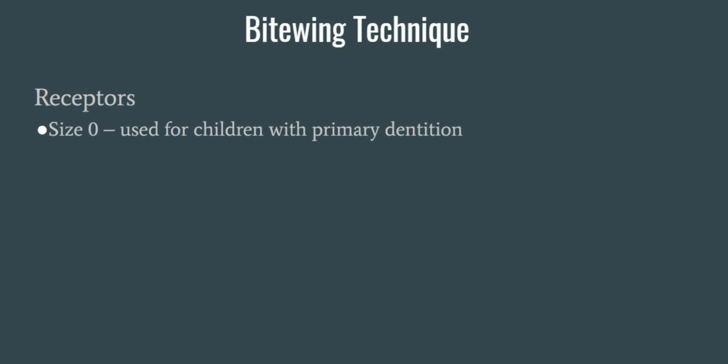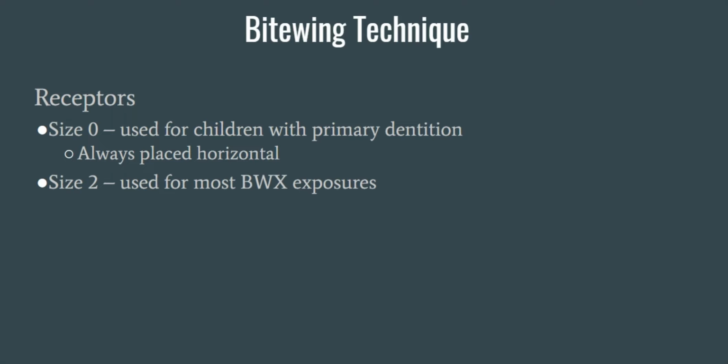Again, there's going to be a variety of sizes available. The first one is a size 0. This is going to be used for children with a primary dentition and always placed horizontal. Size 2 is going to be used for most bitewing exposures, especially with adults, and it can be placed in a vertical direction or the traditional horizontal direction.